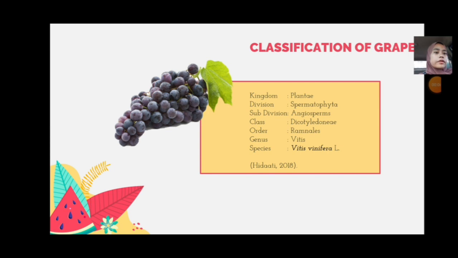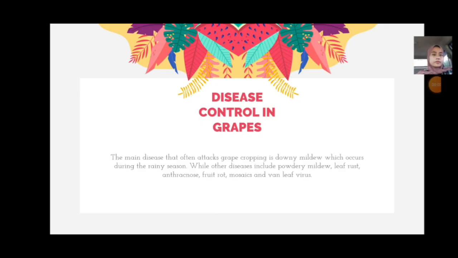Classification of grape: kingdom Plantae, division Spermatophyta, subdivision Angiosperm, class Dicotyledon, order Rhamnales, genus Vitis, species Vitis vinifera. Disease control in grape. The main disease often attacking grape cropping is downy mildew, which grows during the rainy season.